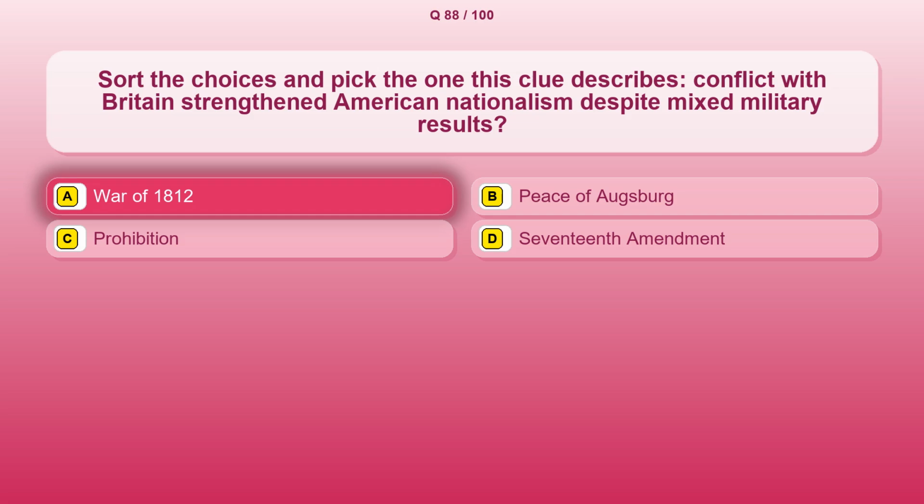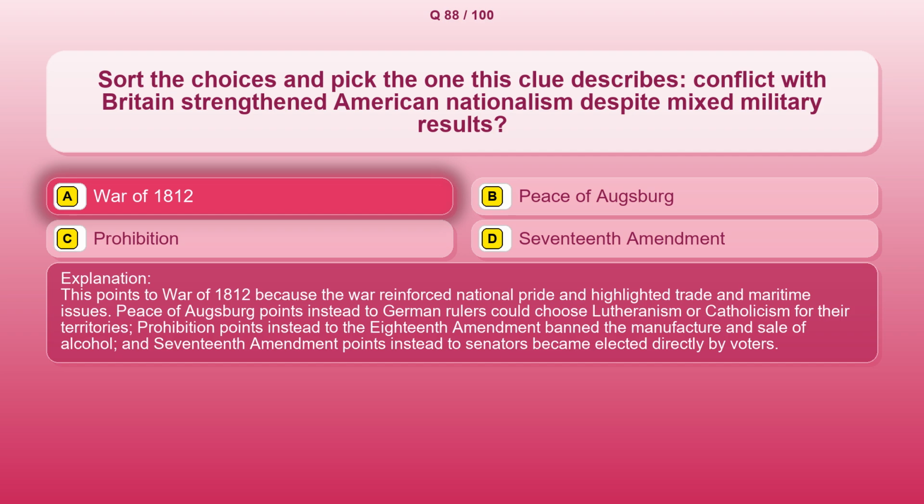The correct answer is option A, War of 1812. This points to War of 1812 because the war reinforced national pride and highlighted trade and maritime issues. Peace of Augsburg points instead to German rulers could choose Lutheranism or Catholicism for their territories. Prohibition points instead to the 18th Amendment banned the manufacture and sale of alcohol, and 17th Amendment points instead to senators became elected directly by voters.